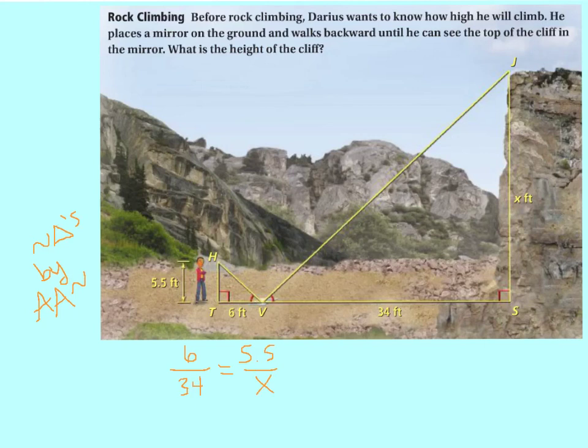And then in order to solve that proportion, we're going to go through and do some cross multiplication. So 6 times x gets me 6x, and 5.5 times 34 gets me 187. Then if I divide by 6 on both sides, x equals 31, approximately 2. So let's change this to approximately. x is approximately 31.2. That's my answer.